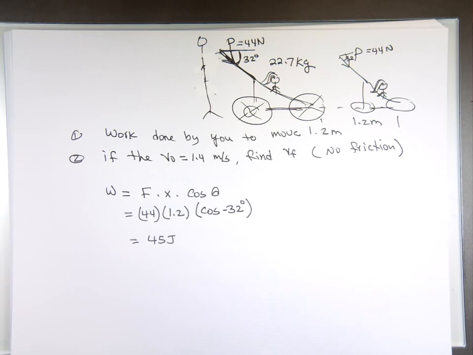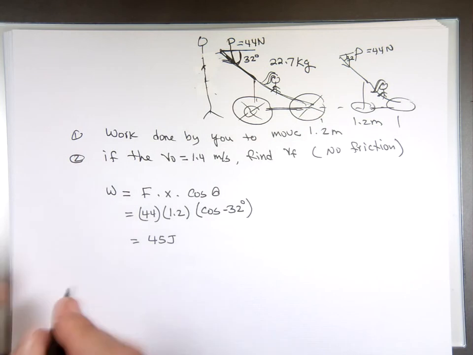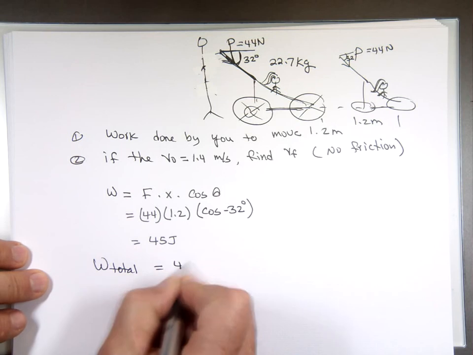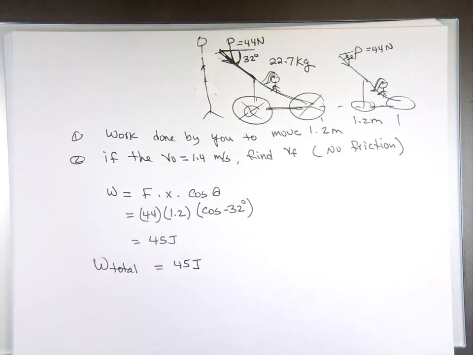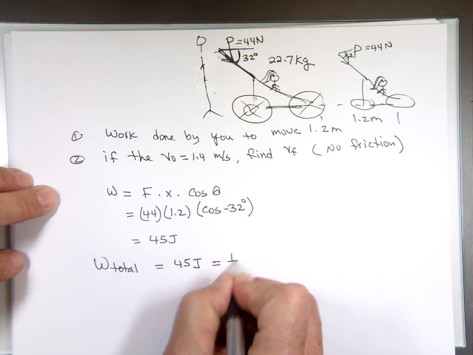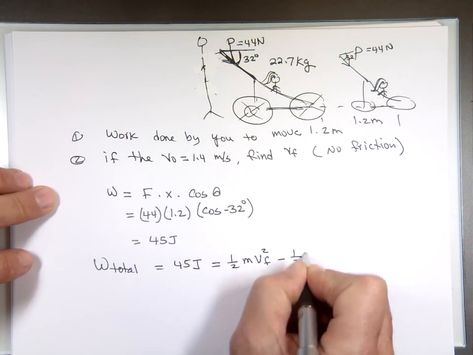Are there any other forces acting on that besides me pushing that stroller? There's no friction, so I don't have to subtract any friction. Are there any other forces? No. So what's the total work? 45 joules. That's it. That's the only thing that's making the stroller move. I'm not putting any friction. Well, we know that's equal to the change in kinetic energy. 1/2 mass V final squared minus 1/2 mass V initial squared.